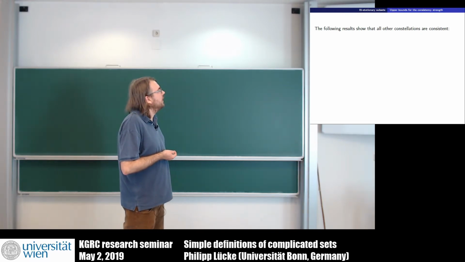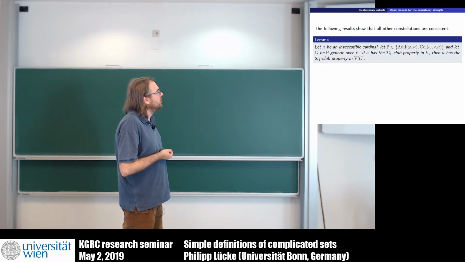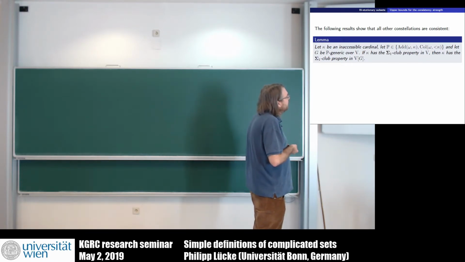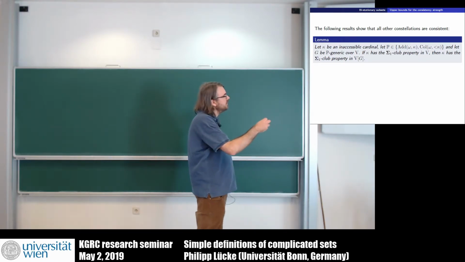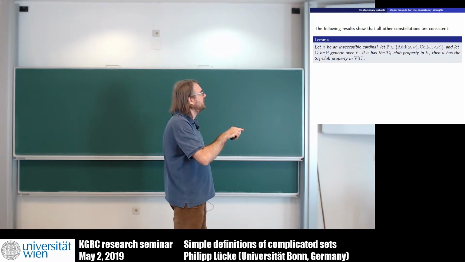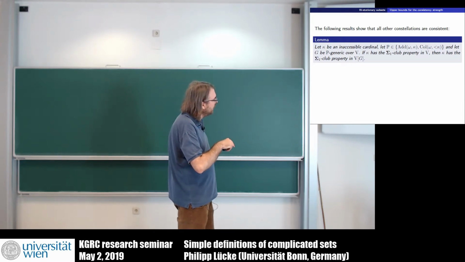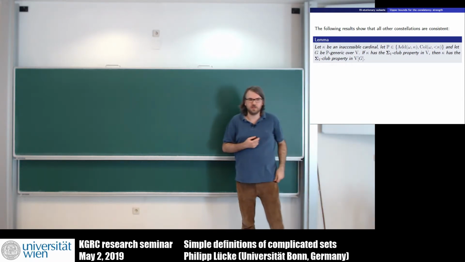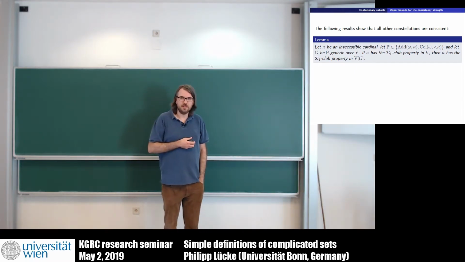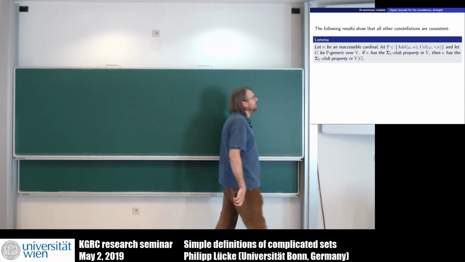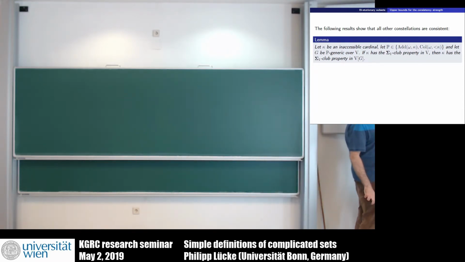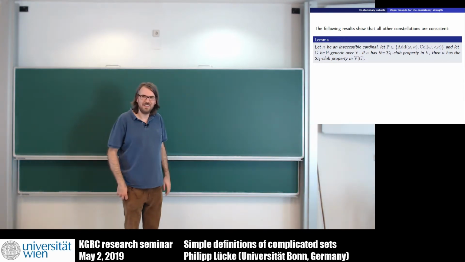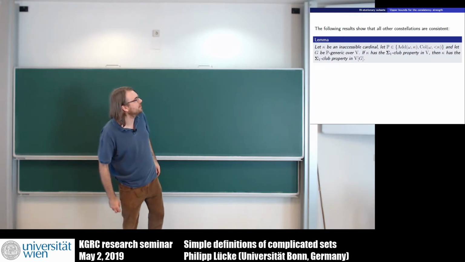So if you have an inaccessible cardinal with the sigma 1 club property, then we can either add that many Cohen subsets, or we can collapse it to become omega 1. And in the generic extension, the cardinal will still have the sigma 1 club property. What's really important here is that the singletons of these four things are sigma 1 definable because the conditions are finite. And it's actually false if you replace omega by omega 1 there.